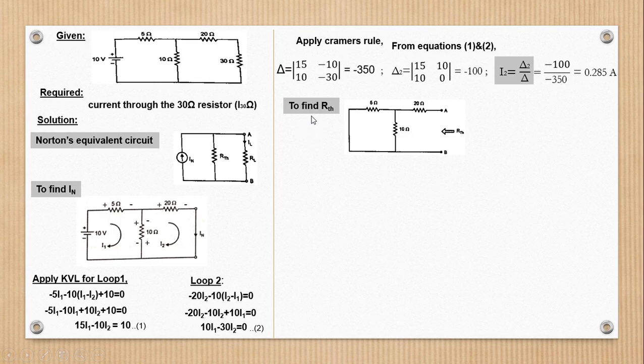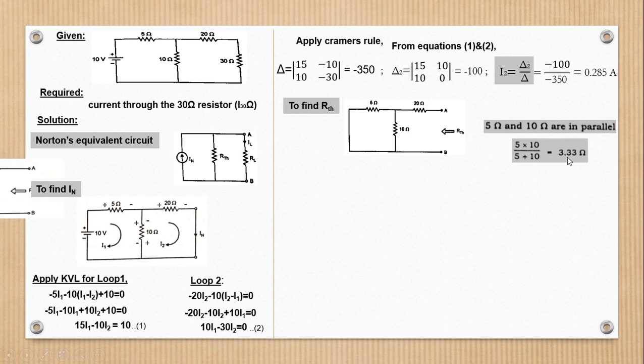Now we have to calculate the value of RTH for the circuit diagram. From the view of terminals A and B, the 5 ohm resistor and 10 ohm resistor are connected in parallel. So first we have to solve the parallel combination of the 5 ohm resistor and 10 ohm resistor. We all know the formula for parallel combination of resistors, that is R1 into R2 divided by R1 plus R2. 5 cross 10 divided by 5 plus 10 is equal to 3.33 ohm.